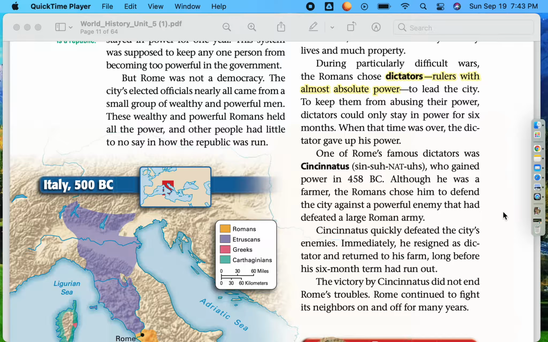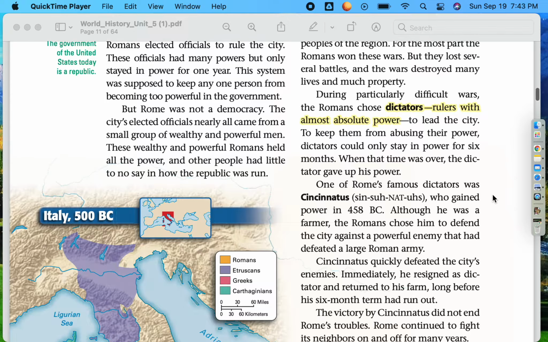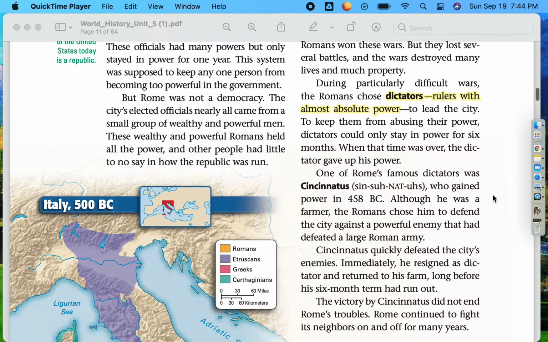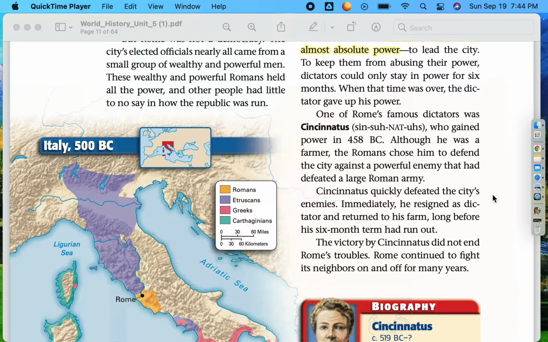Now, these dictators are only supposed to have power for about 6 months, and then maybe a new dictator would have to come in, or that dictatorship is over with. Now, Cincinnatus is going to gain power in about 458 BC. So really about 50 years after the Roman Republic is set up, they needed Cincinnatus to come help them defend Rome against a very powerful enemy. Now, what happens within a couple weeks?